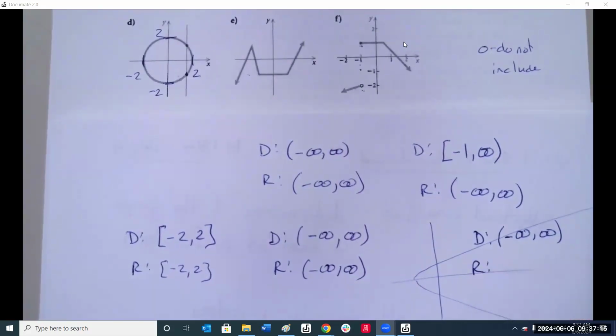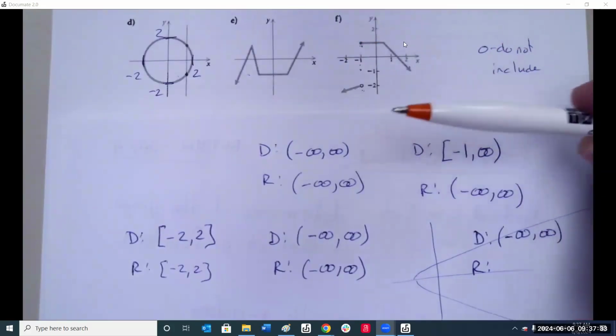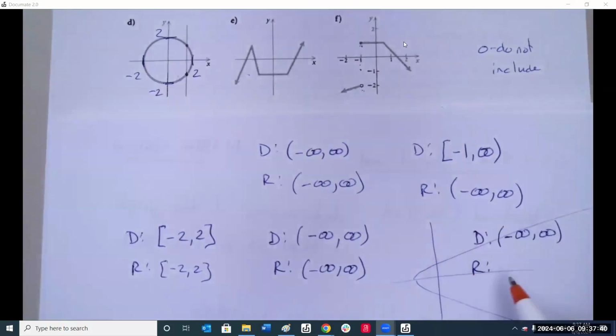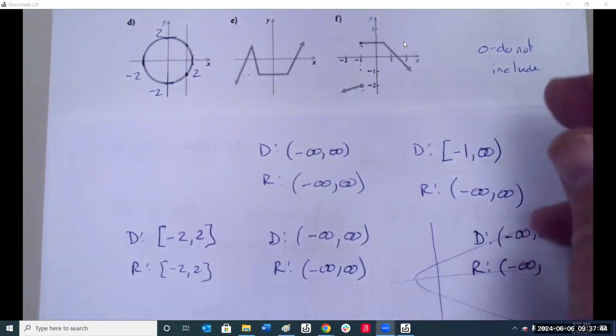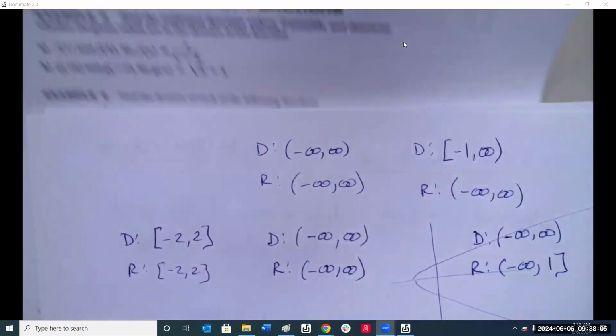How about my range? The range is the Y values. How far down can it go? Horizontal, looking at the Y values. Remember, this line keeps on going down forever. This one points down forever, so it goes to where? It goes to negative infinity. How far up can it go? +1. And then it's a bracket. Let me put a couple more up there.